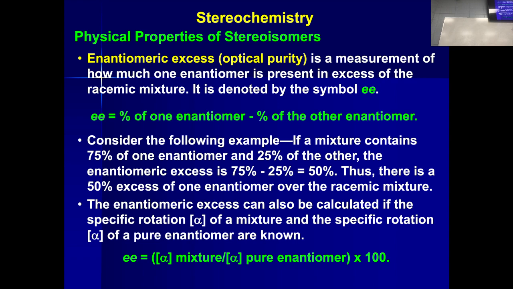This is why some of your drugs are so expensive, because the Food and Drug Administration requires chiral compounds that are drugs to be either enantiomerically pure for the active substance, or you have to prove that the other enantiomer causes no harm.